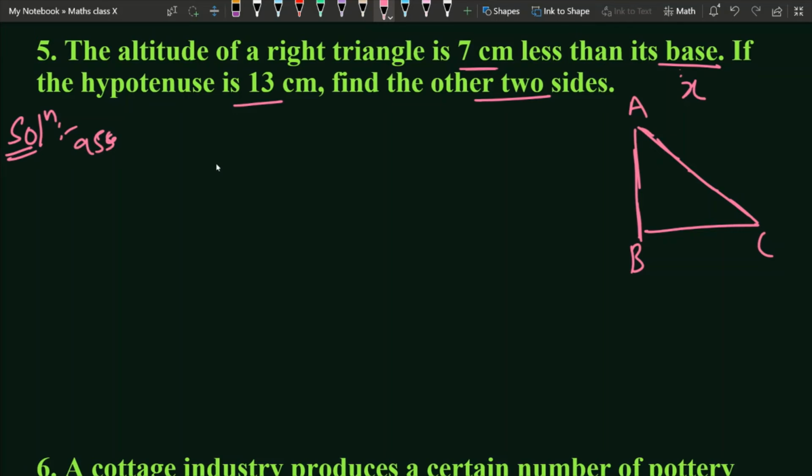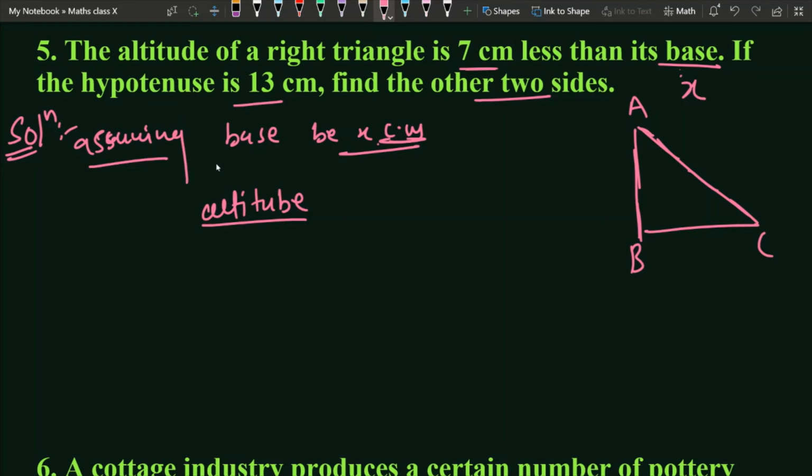Let us assume that the base is x centimeter. If the base is x centimeter, the altitude, see, in the question itself it is saying that the altitude is 7 centimeter less than its base. That means altitude is x minus 7. So this is x minus 7, and this is x. Base is x. Hypotenuse is 13, already given.